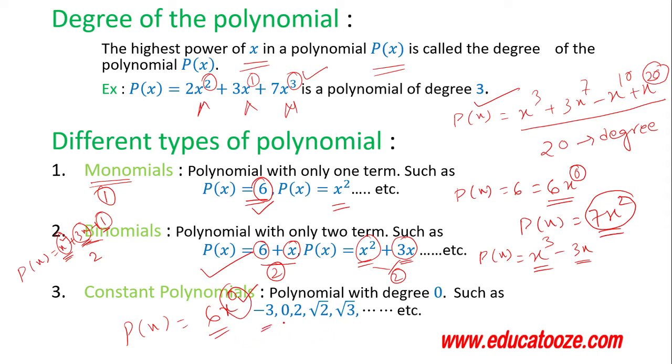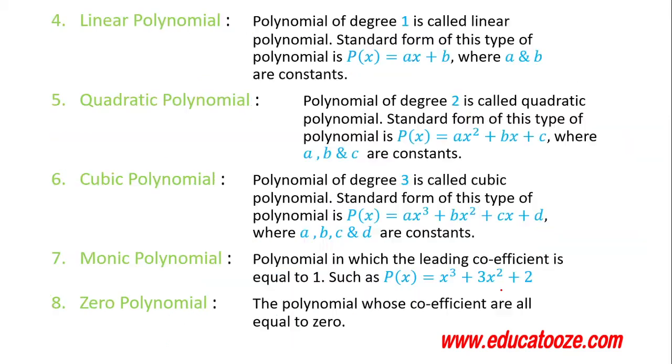Say like minus 3, 0, 2, root 2, root 3. Like p of x equal to square root 2. This is also a polynomial. What type of polynomial is this known as? This is nothing but a constant polynomial, because root 2 can be written as root 2 into x power 0. The degree of this polynomial is 0. So this is known as a constant polynomial.